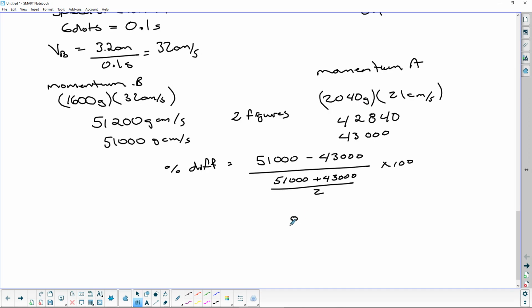So we got 8,000 over 47,000 times 100. Okay, so 8,000 or 8 divided by 47. We got about a 17% error. I think you guys will get a little closer than that. I just made that one up without any raw data. Okay, so getting the raw data will be Monday.